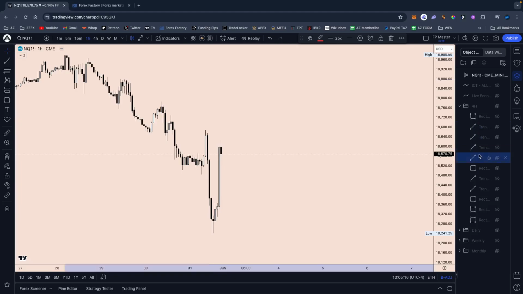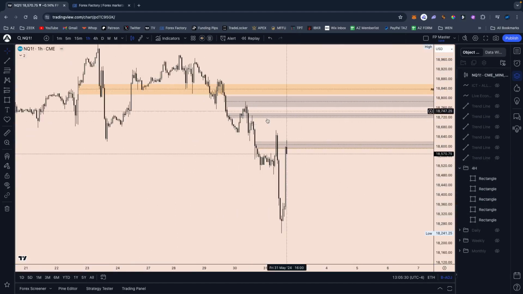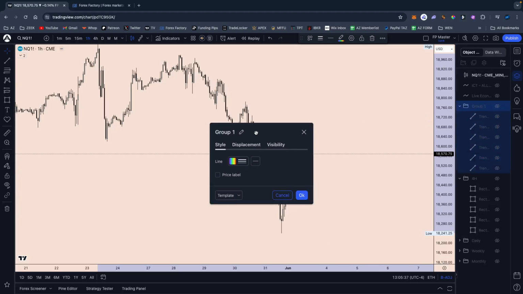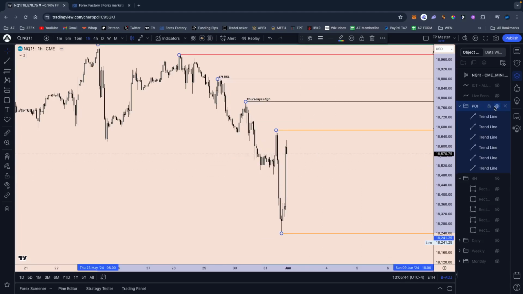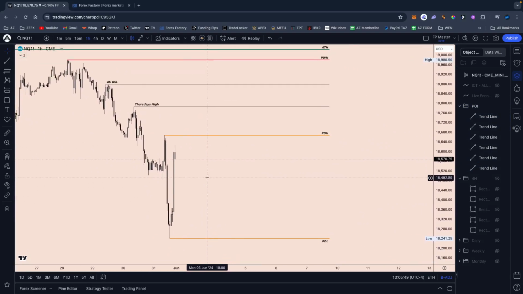I think all these lines should really be put in a different folder. If we turn these on, we have our 4 hour fair value gaps. So we can very quickly turn on our 4 hour fair value gaps. And if we put all these lines into our folder and call it point of interest, you can very quickly see next week's most interesting points of interest.